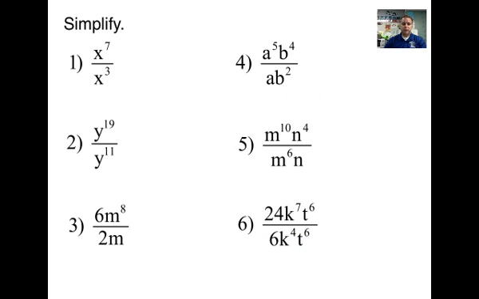Would you try these problems? Do as many as you can, or if you want, you can pause and go through. I'll go through them one at a time and make sure that you're on the right track, or you can try to solve them all at once, whichever makes you happy.